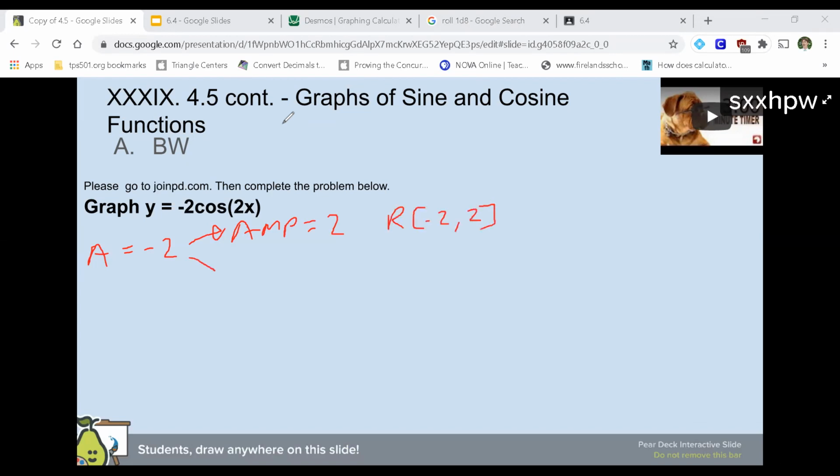Okay. It does one other thing. What does the negative do to our graph? So instead of starting going up, we start going down. It reflects it over the x-axis. Okay, very good. What does the b value tell us?